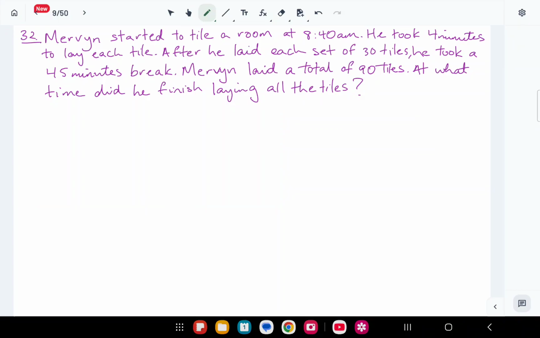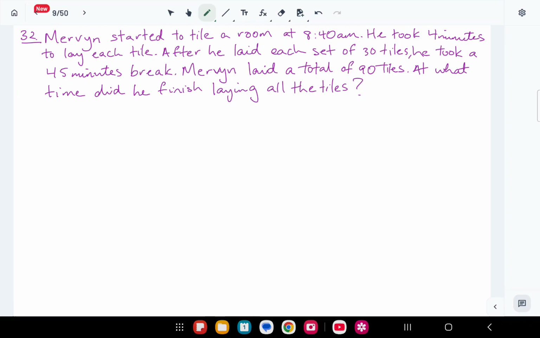Number 32, Mervyn started to tile a room at 8:40 a.m. He took 4 minutes to lay each tile. After he laid each set of 30 tiles, he took a 45 minutes break. Mervyn laid a total of 90 tiles. At what time did he finish laying all the tiles?